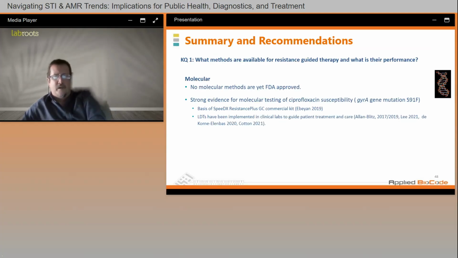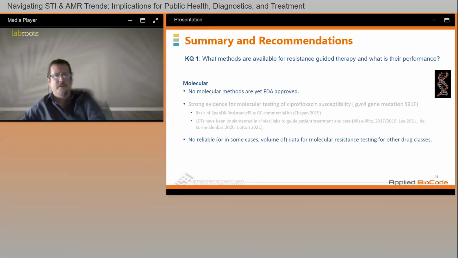There's a couple of bodies of strong evidence for molecular testing of ciprofloxacin susceptibility. There's actually several papers. Here there is a test off the shelf that's not FDA cleared called the SpeedX, and there's a report here by ABMM that looks at that. And then there's several LDTs that have been published that look at the serine 91 to phenylalanine mutation and have found very, very high consistency of that mutation with fluoroquinolone resistance in gonorrhea.